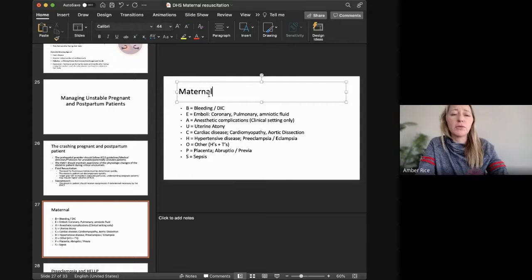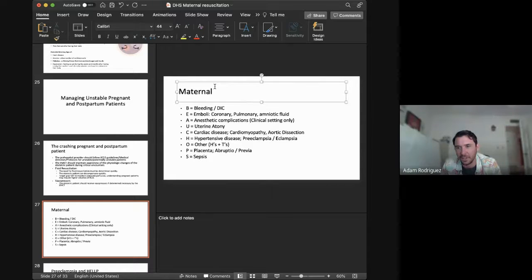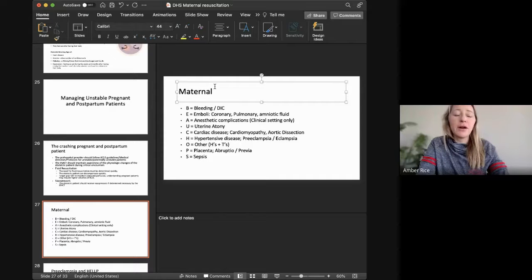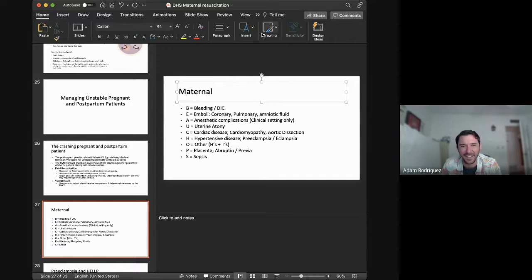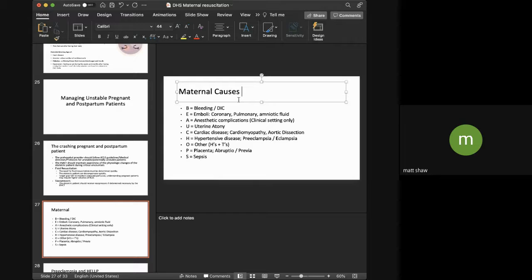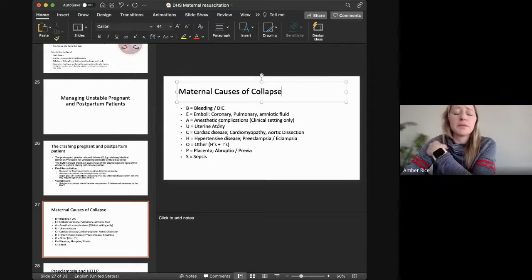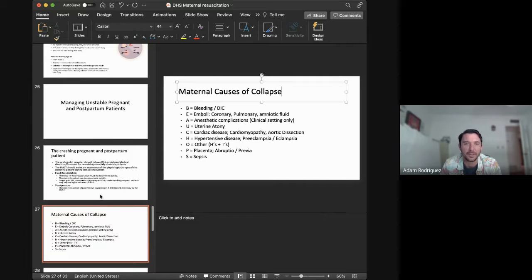I never use the word reversible causes because I get so mad at the H's and T's. You can't fix any of that. Quit calling them reversible. For us, it's reversible just so we can say we documented doing it. Causes of collapse is a term that's used. Oh, nice. Yeah, that's a much better word.